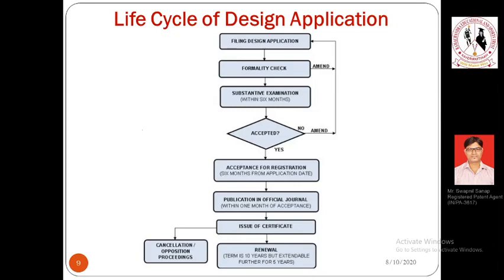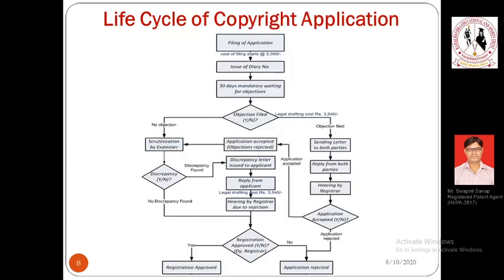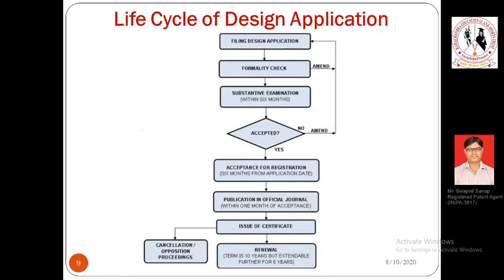The most important part here is that only after the acceptance of the design application, that means the design is granted, only then does the publication in the journal happen, right? Now this would sound similar to trademark, wherein after acceptance the registration happens, but the most important difference is that in trademark, after acceptance there is a publication in the journal, which is open for opposition. However, in a design application there is no such thing.